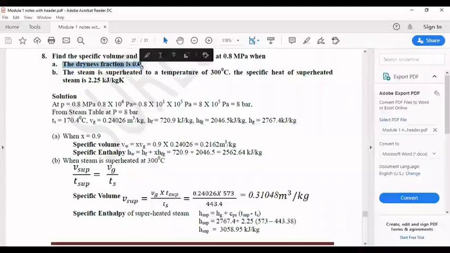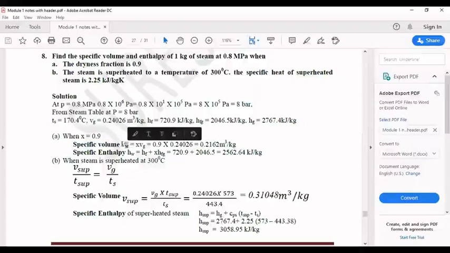The dryness fraction they have given is 0.9. It means that it is a wet steam. So dryness fraction is nothing but x. X is equal to 0.9. First I need to calculate specific volume. So for the specific volume of wet steam, you refer to the wet steam formula table. In that, the specific volume for the wet steam, I have given as x into Vg.